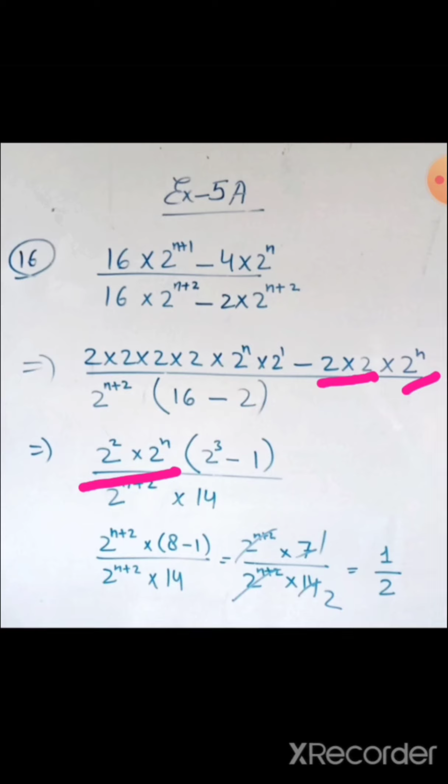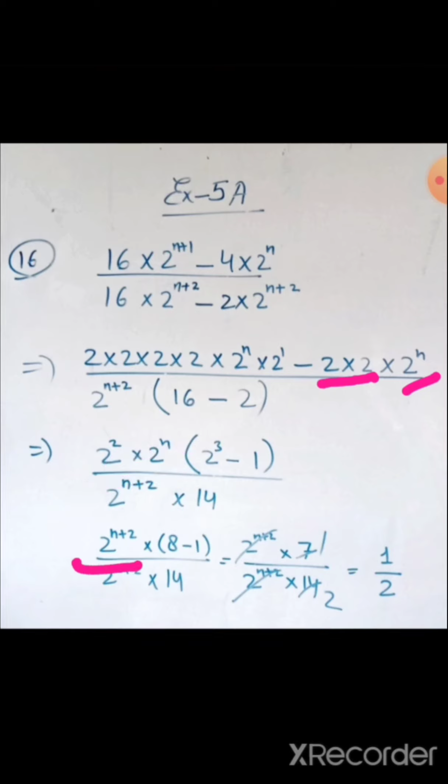Okay, now see, in the next step 2 square into 2 raised to the power n. So the bases are the same and we are multiplying them. So what we'll do, we'll add the powers. So 2 plus n, the power will be 2 plus n, or we can write n plus 2. So we are writing in the next step 2 raised to the power n plus 2 into 2 cube minus 8. 2 cube means 2 into 2 into 2, it will be 8, minus 1.